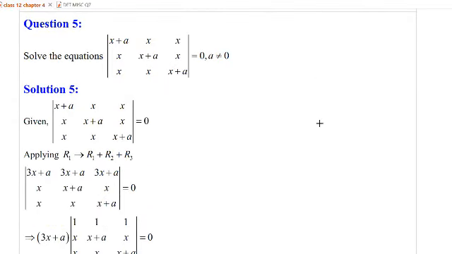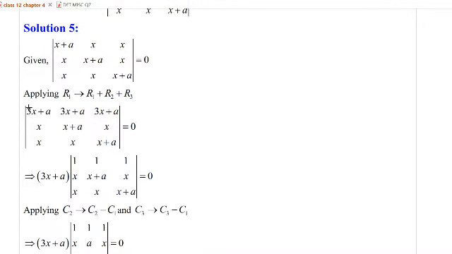Question number 5. Solve the equation. That is, we need to find the value of x. And this kind of questions we have already done in exercise 4.2. Now what I'll do, in row 1, I'll add row 2 and row 3. So x plus a plus x plus x will become 3x plus a. Similarly 3x plus a, similarly here 3x plus a we'll get. Now we can take 3x plus a common, and now we'll get 3 ones here.